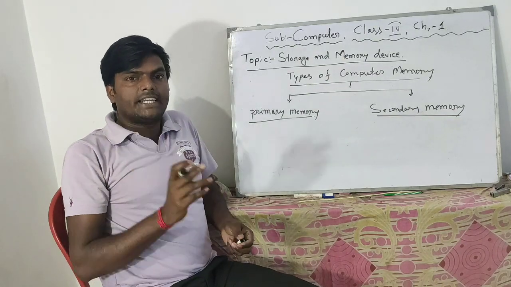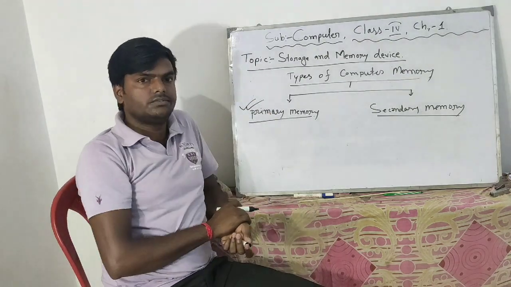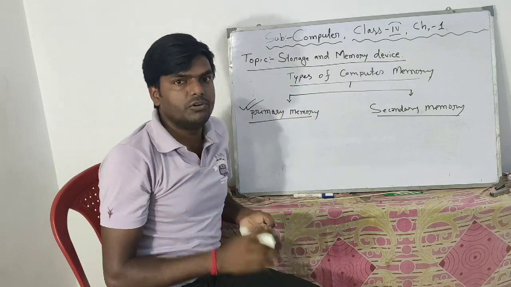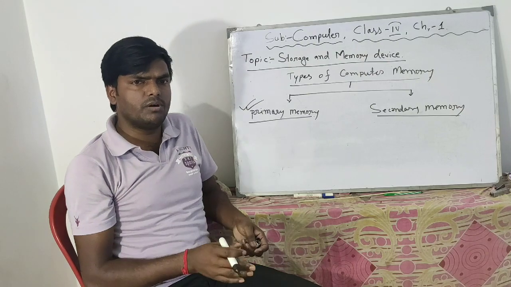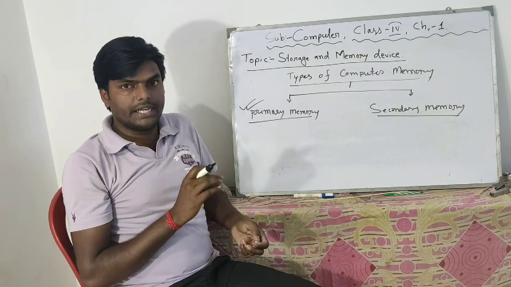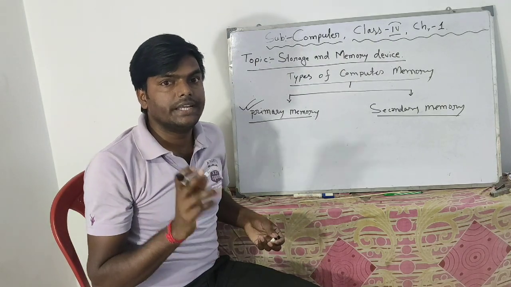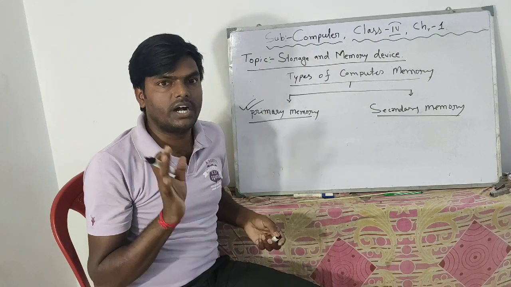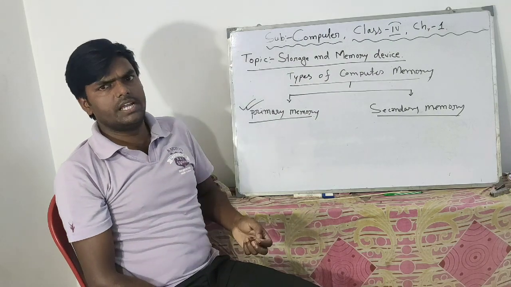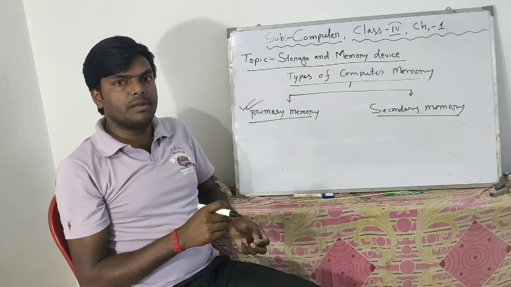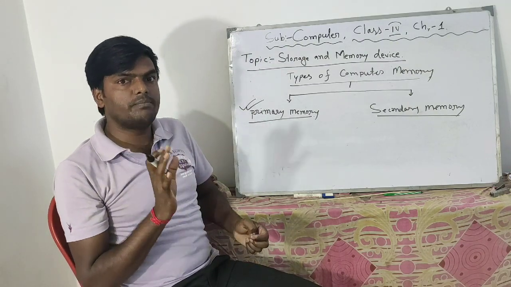So what is primary memory? First I will discuss what is primary memory. Primary memory is the main memory of the computer. It is internal memory that makes the computer function. Clear? So primary memory is the main memory of the computer. It is internal memory that makes the computer function. Clear? This is called primary memory.